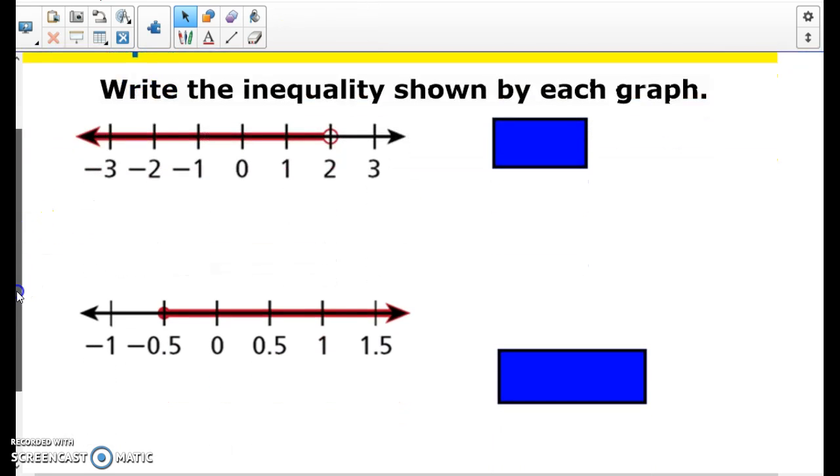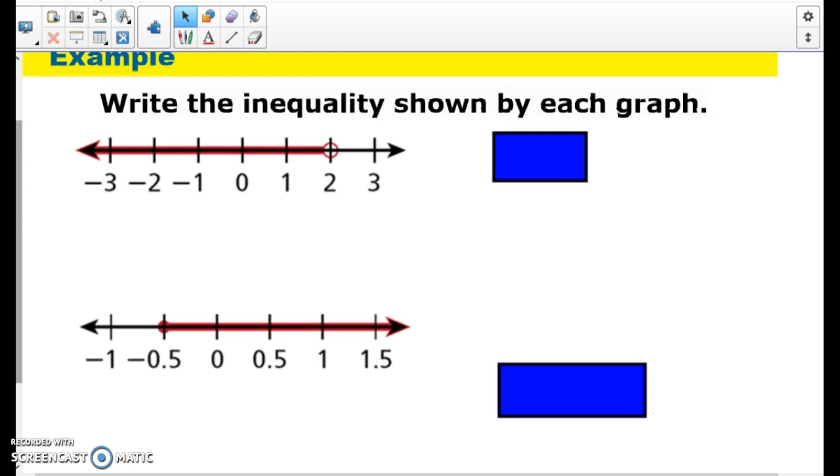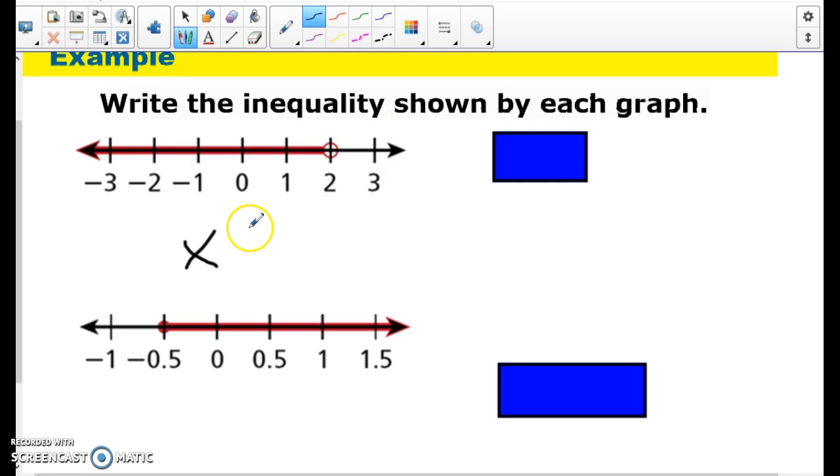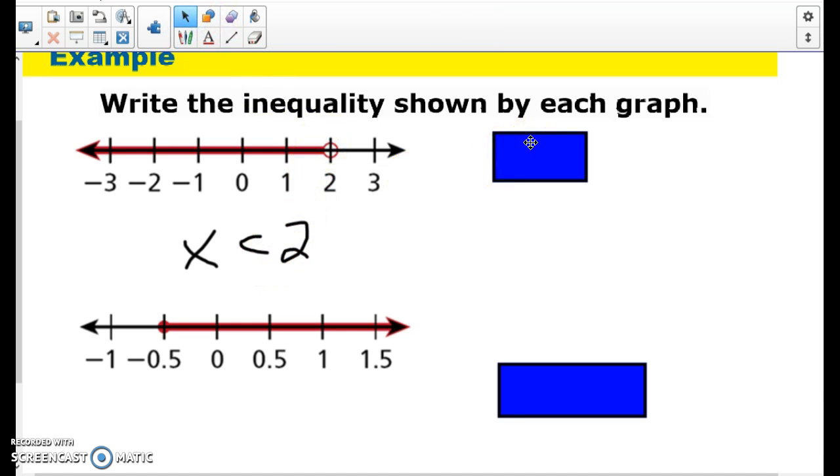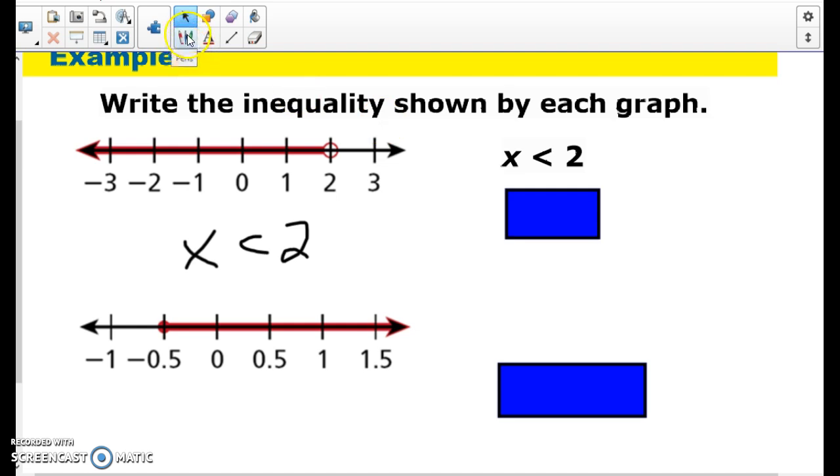Okay, this one, like I said, here's a graph, so they're going to give us the graph, and we need to say what it is. So we pick a variable, it doesn't matter which one it is. I have X, and I'm shading all the numbers that it looks like are less than 2. So numbers like 1, 0, negative 1. I have an empty circle, so I know there's no equal to underneath, and all the numbers are less than 2.